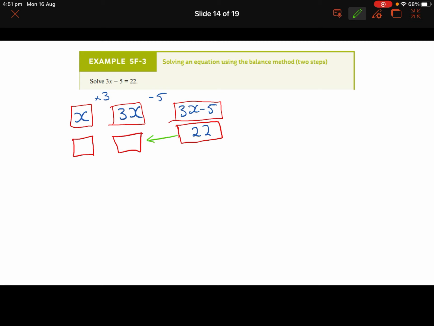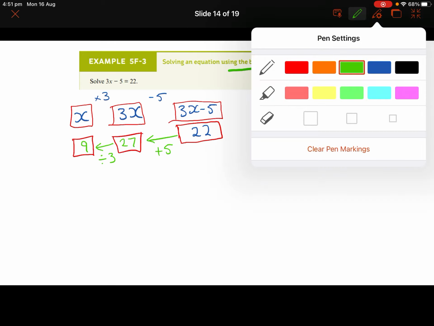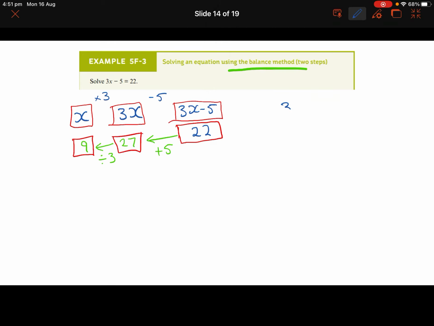We need to do the opposite of minus 5, so we're going to plus 5. 22 plus 5 is 27. And then we're going to do the opposite of times 3, which is divide by 3, which equals 9. Now, this is the flowchart method. We want to use the balance method. So you guys should get to the point where you can write your equation: 3x minus 5 equals 22.